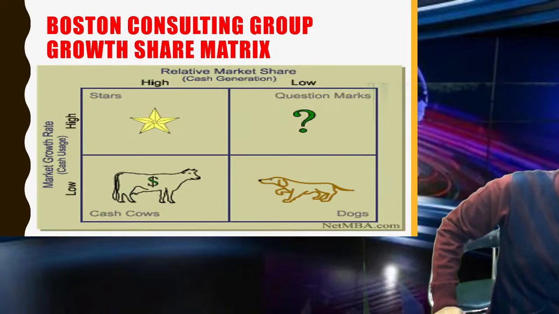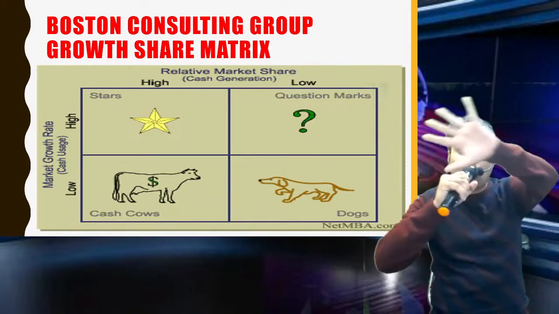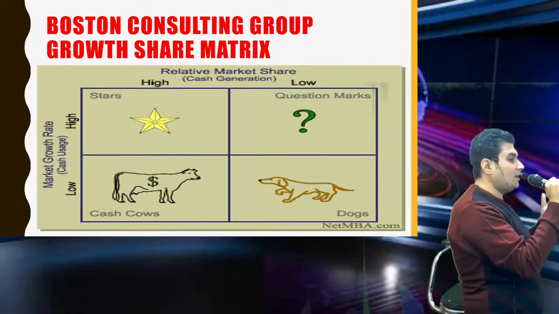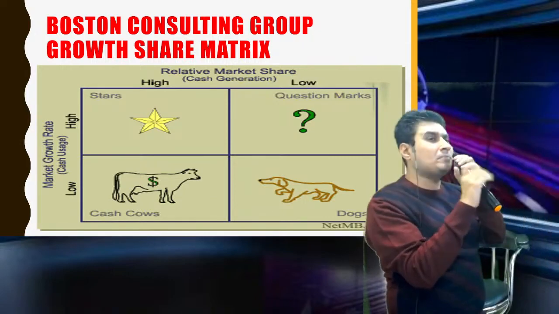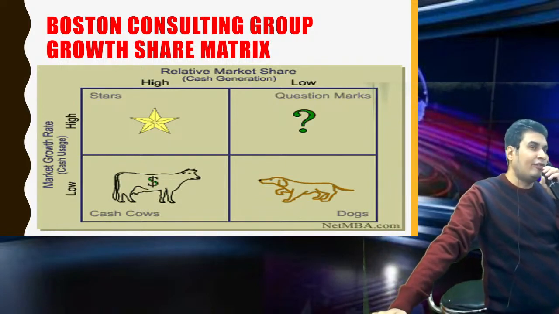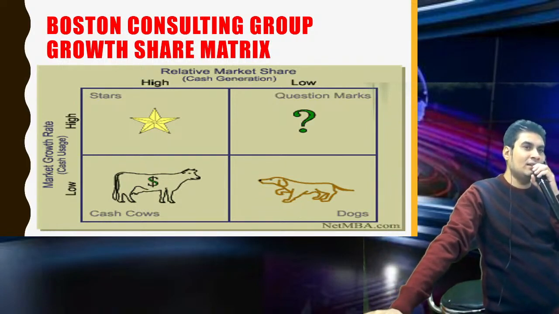Boston Consulting Group has said, whenever you have so many products but limited money, where should I allocate my money? Should I allocate my money to A product, B product, C product or D? For that, BCG has come. Full form, Boston Consulting Group.